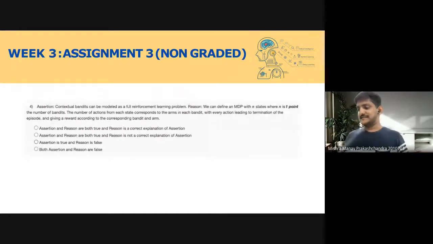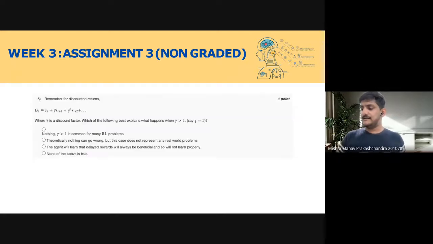Okay. This is an assertion and reasoning based question. Contextual bandits can be modeled as a full reinforcement learning problem. Yes, this is correct. The reason is we can define an MDP with n states where n is the number of bandits. The number of actions from each state corresponds to the arm, with each action leading to termination of the episode and giving a reward according to the corresponding bandit and arm. So the assertion is correct, and the reason for this assertion is also correct. So option one is correct.